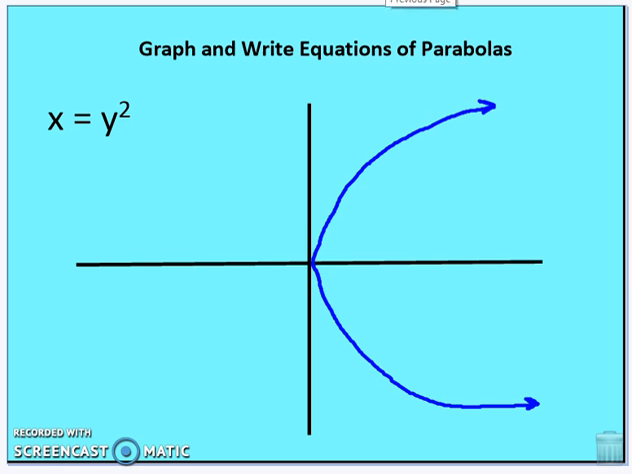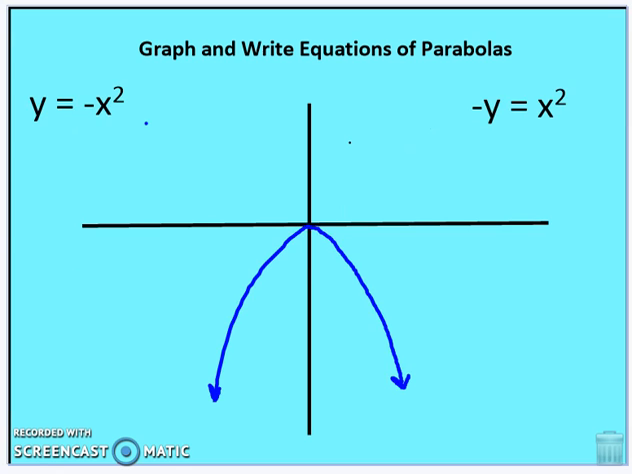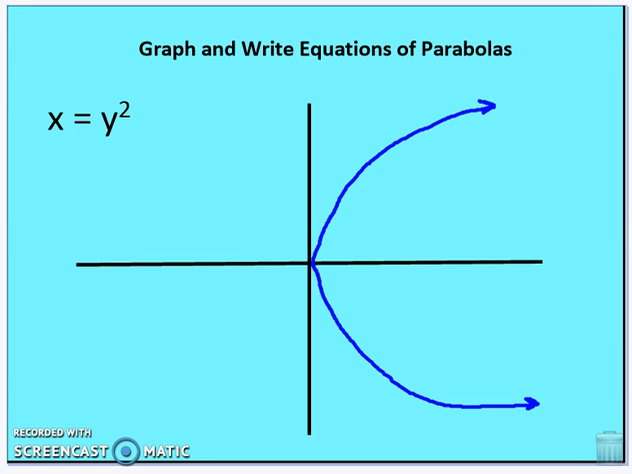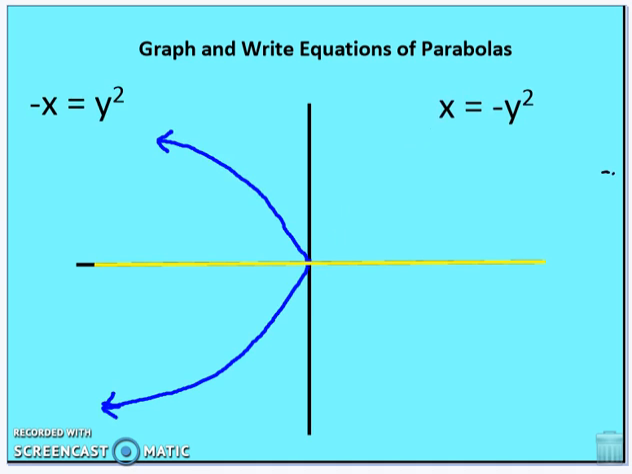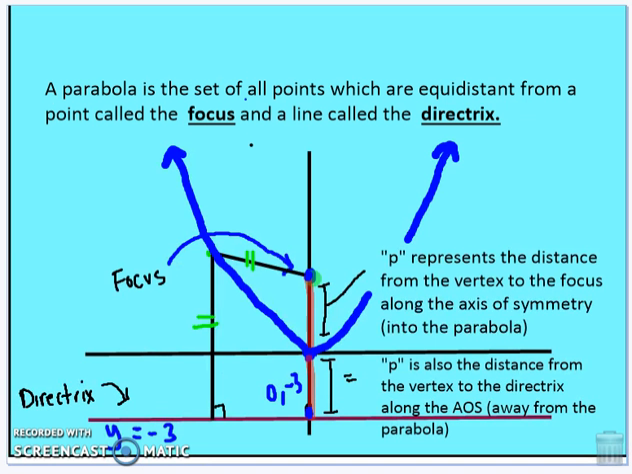So you can see before it was y is equal to x squared. Now this is x is equal to y squared. Both terms are the same, have the same sign. Or a negative and a positive, so negative x is equal to y squared, or x is equal to negative y squared.